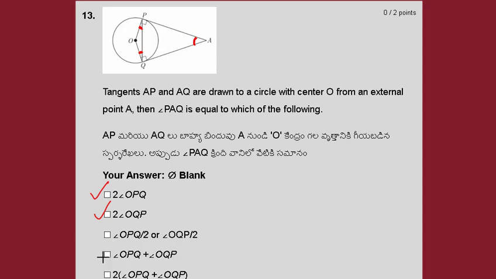The answer is not yet completed. Here, if you observe the fourth option, angle OPQ plus angle OQP, actually these two are equal. So you can say this is equal to 2 into angle OPQ or 2 into angle OQP also. Why? Because these two are equal. So this option is also correct.